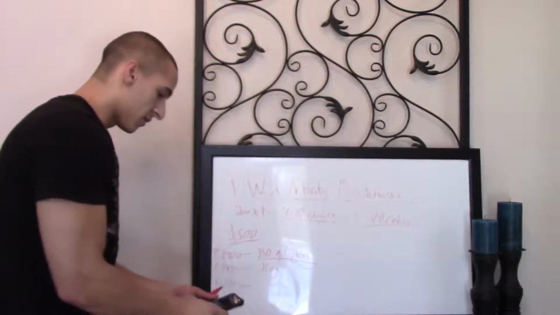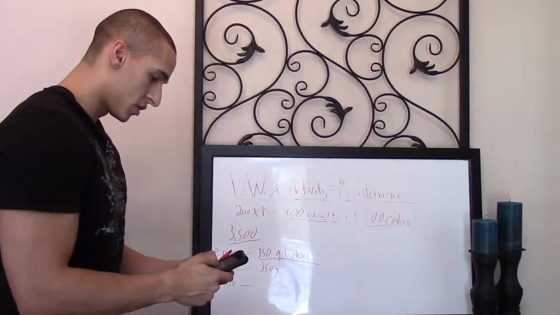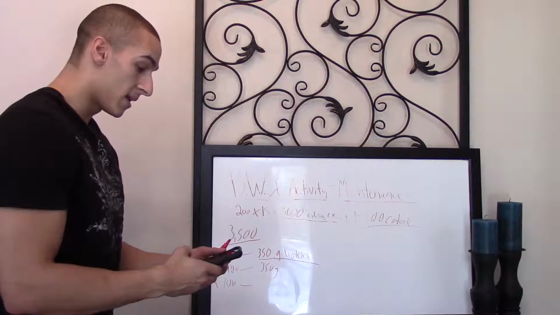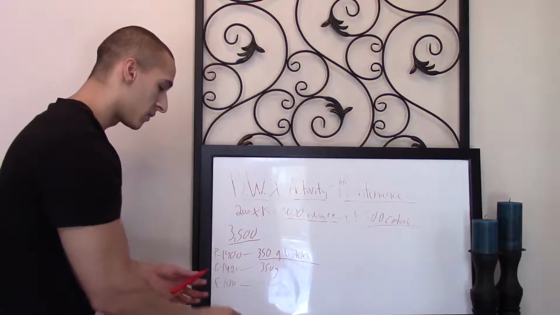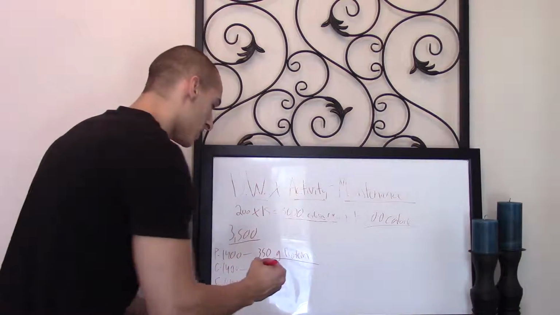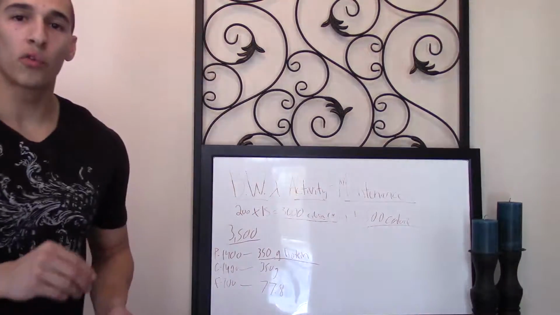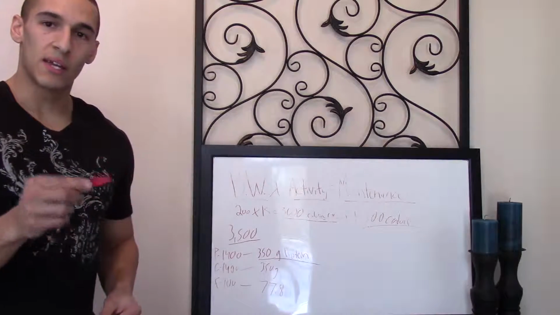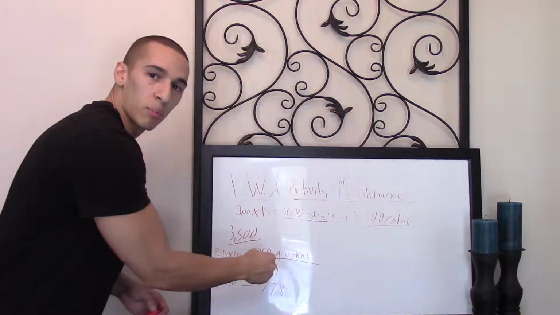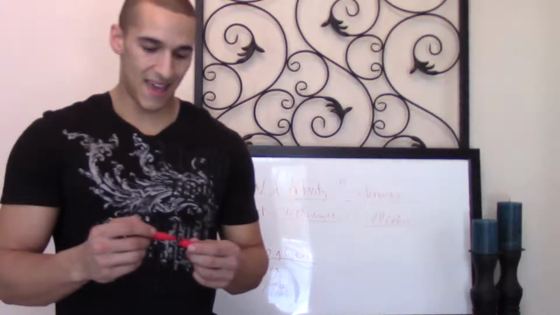And last but not least, fats. So we take 700 divided by 9, because 9 is the conversion. It's going to give us 77.7, we'll round it, 77.8 grams of fat. So our overall split for the day, when we're going to plan our meals, is going to equate to 350 grams of protein, 350 grams of carbs, and 78 grams of fat.